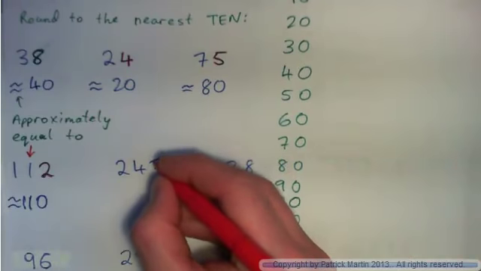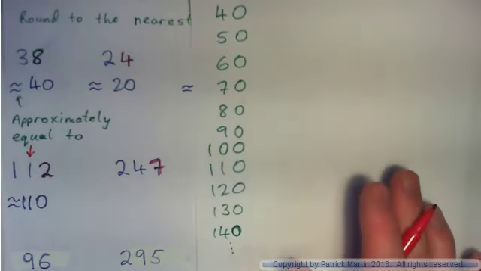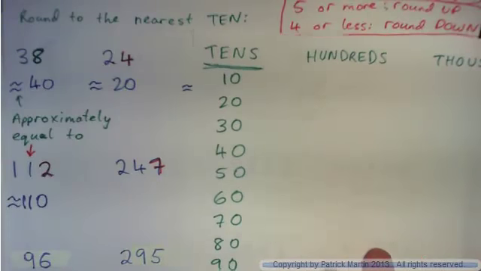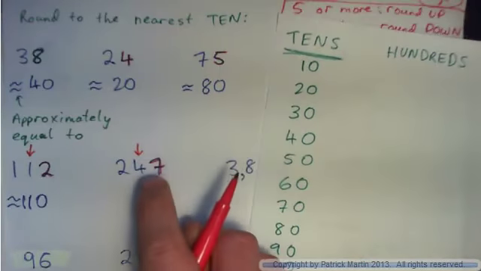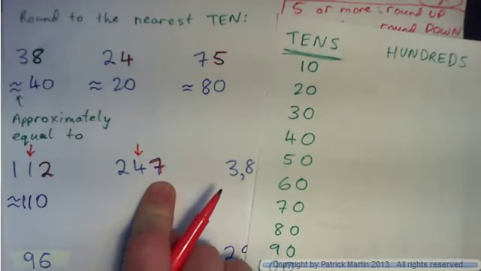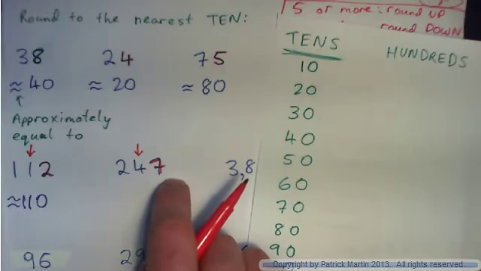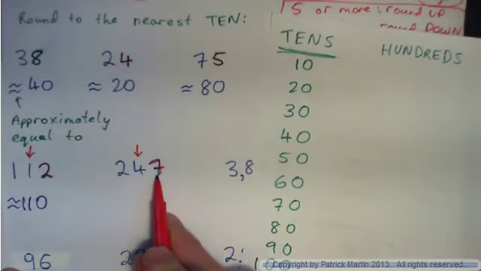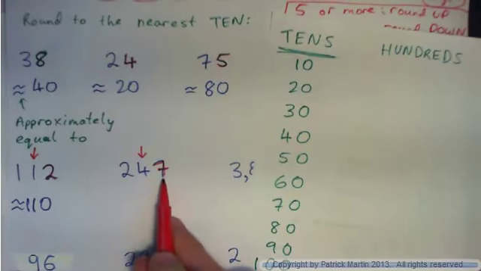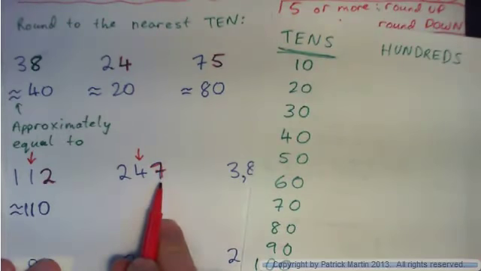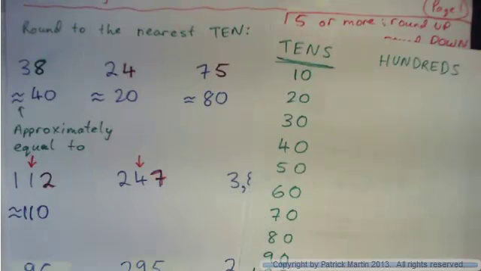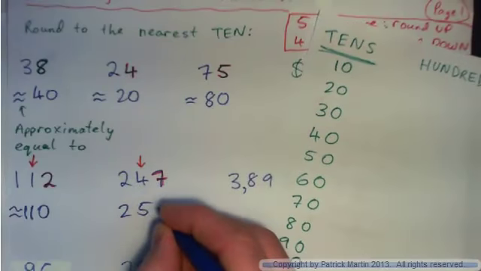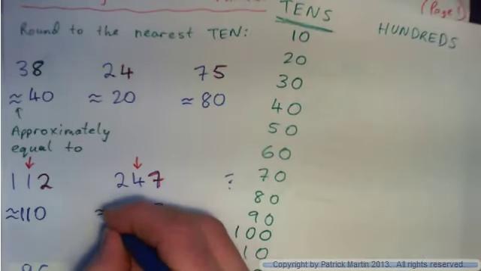So if you have 247, now what do you do? You're rounding to the nearest 10, remember, rounding to tens. There's a 4 in the tens spot. There's a 7 in the units spot. So remember, if it's 5 or more, you round up. If it's 4 or less, you round down. So this, in the unit spot, is 5 or more. This is more than 5, right? So we round up, don't we? We round up, and so this 4 becomes a 5, and then this is a 0, of course. And so that's approximately equal to 250.